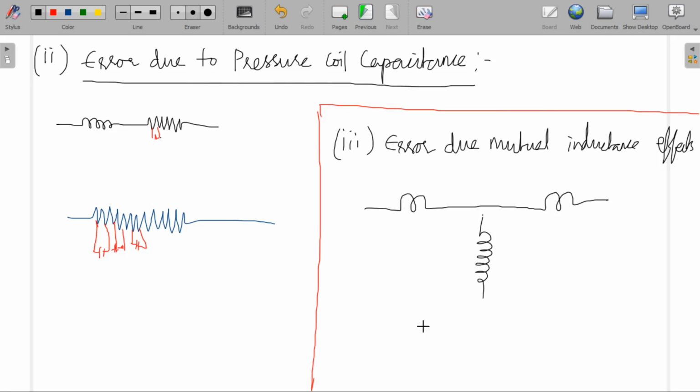Anyhow, at power frequencies, this error is less only. Error due to the mutual inductance between two coils will be less at power frequencies.